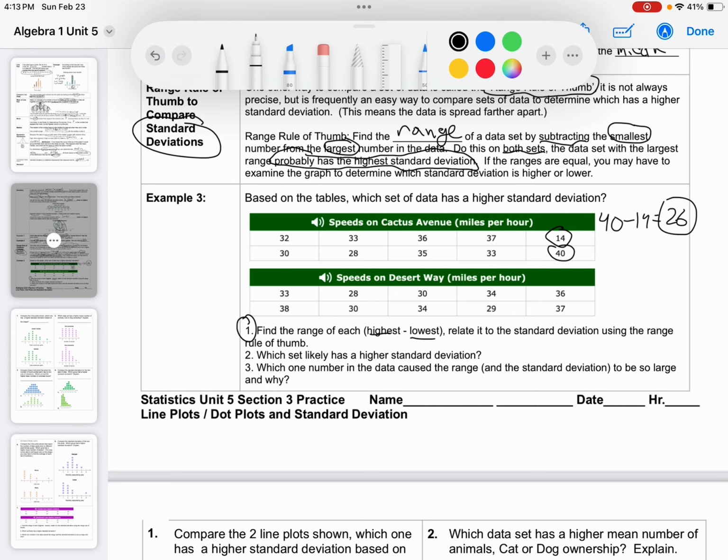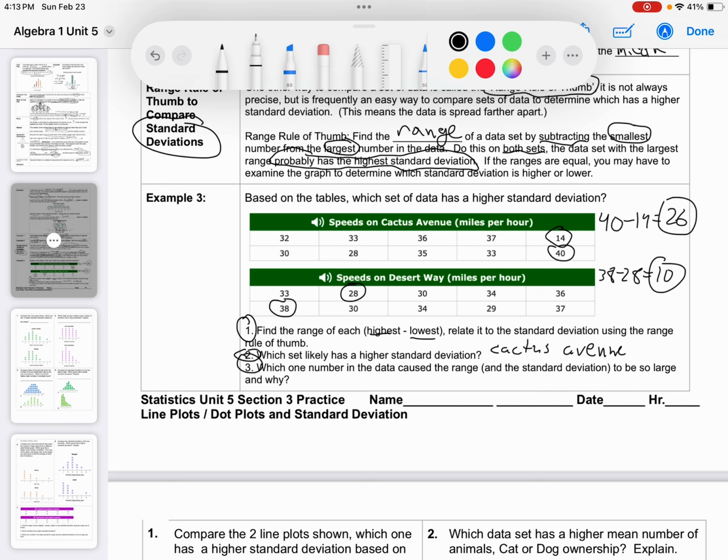Then I need to find the range of the speeds on Desert Way. For this one, the highest number that I see is 38, and the lowest number that I see is 28. So to find the range, I would take 38 minus 28, and that gives me 10, which is the range for Desert Way. It says, which set is likely to have a higher standard deviation? Well, Cactus Avenue is likely to have the highest standard deviation because it has a higher range.